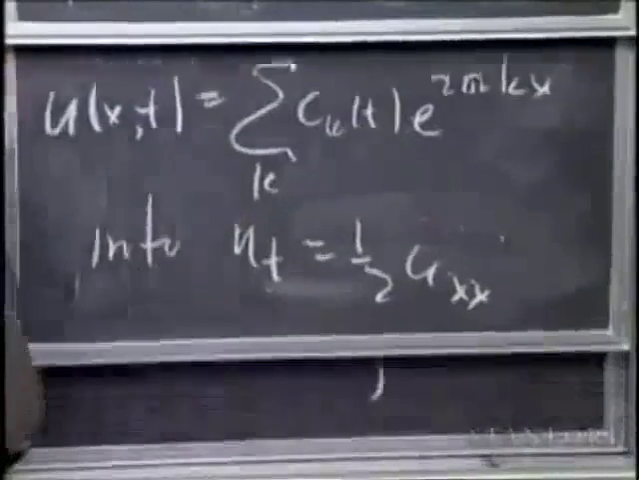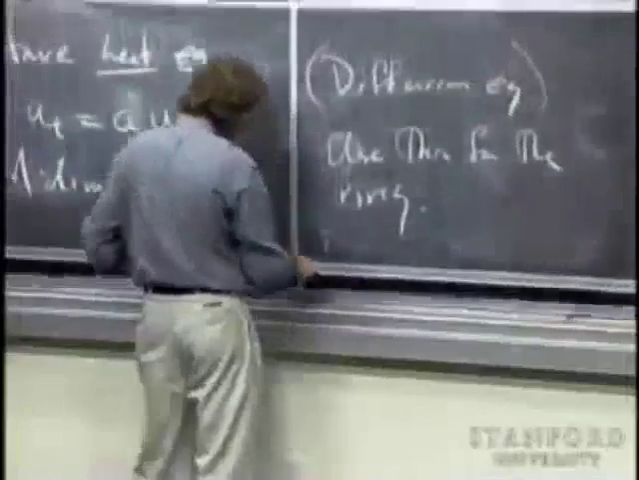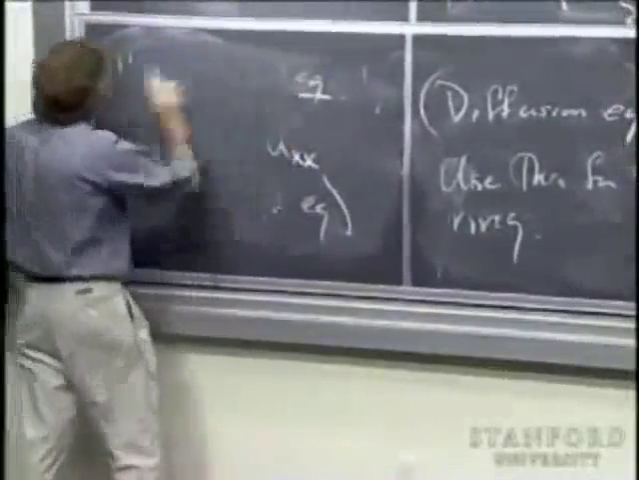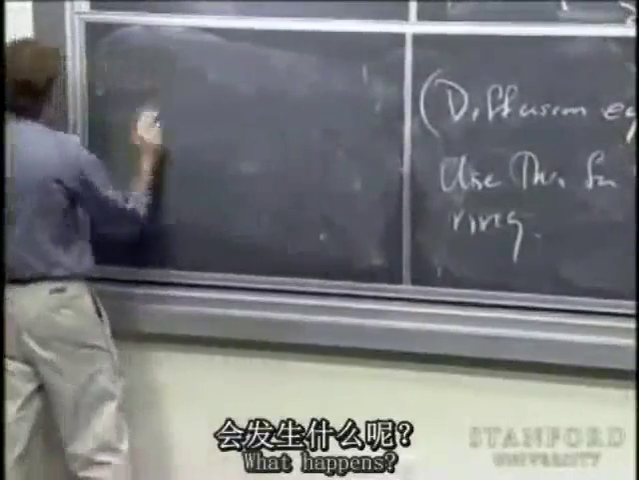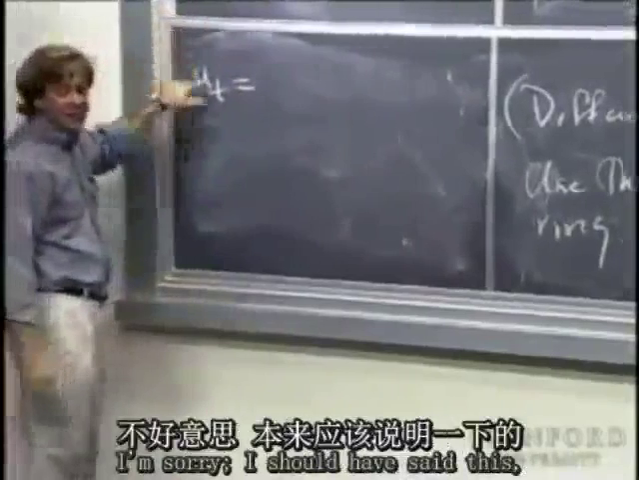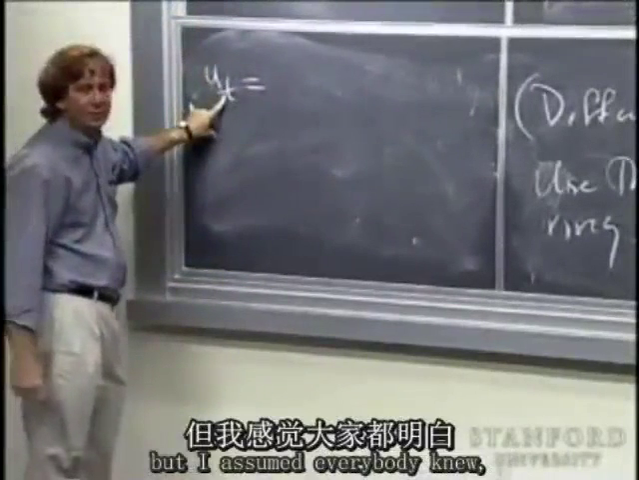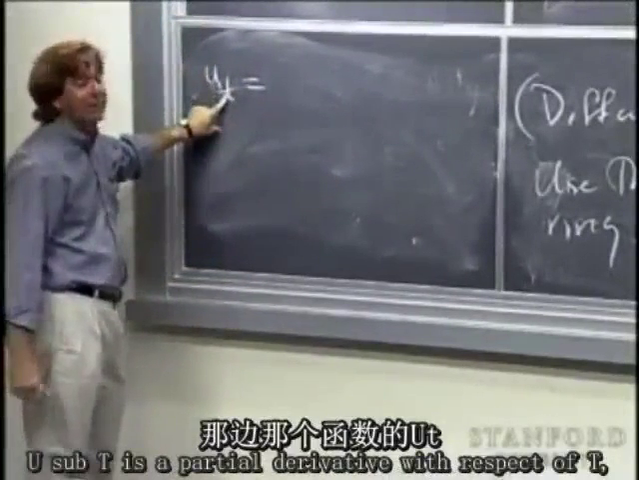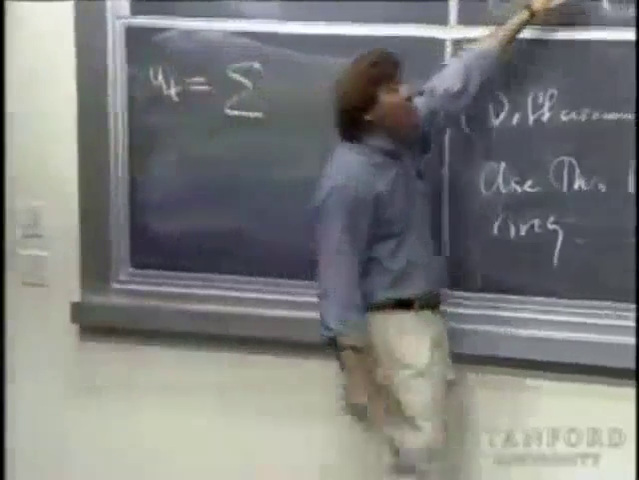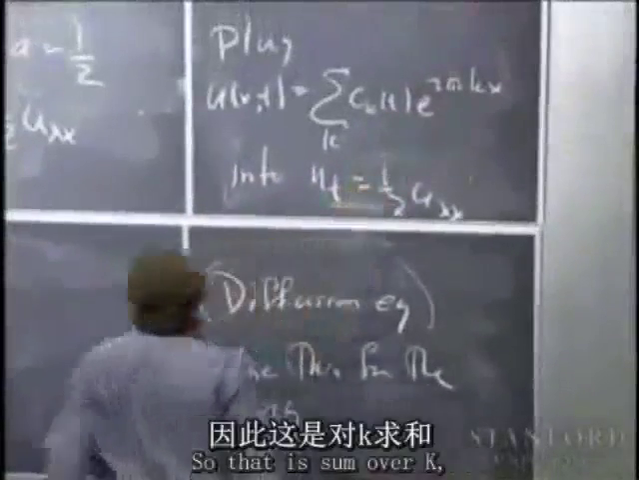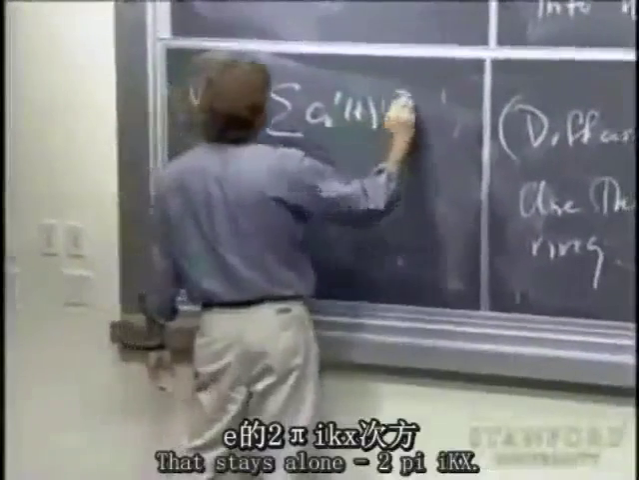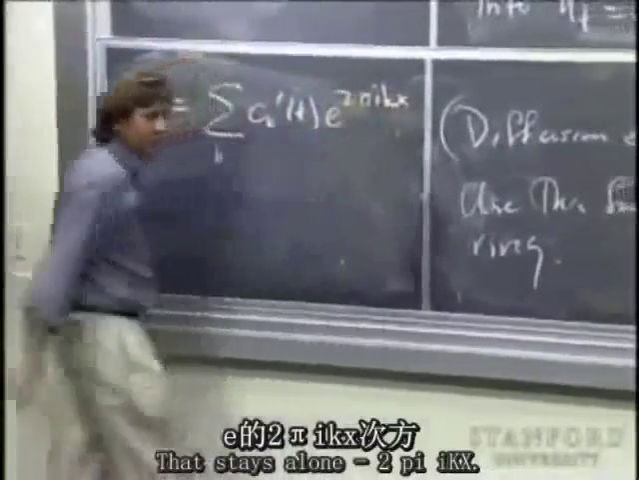What happens? Well, U sub t, the partial derivative with respect to t of that function over there. I'm sorry, I should have said this, but I assumed everybody knew. What is that? Well, the only thing that depends on t here are the coefficients c sub k. So that is the sum over k of c_k prime of t times the complex exponential, which stays alone, e to the 2 pi i kx.